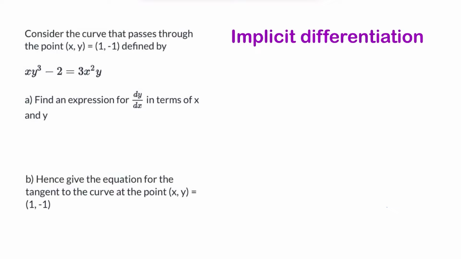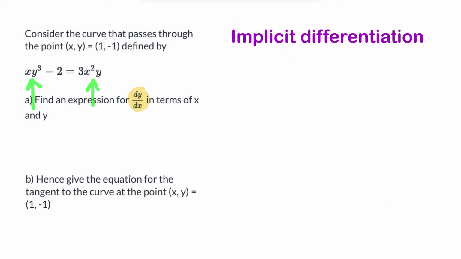Here we're given the expression for a curve in terms of x and y, where x and y are mixed together and multiplied, and we're asked to find the gradient dy by dx in terms of x and y. Because x and y are all multiplied together, we don't have y as a function of x, so we're forced to use implicit differentiation.